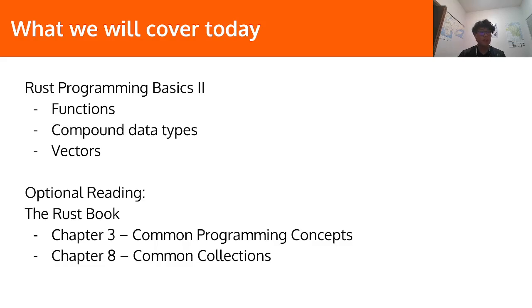So what we'll cover today is some Rust programming basics. We'll first cover functions and the syntax for how to define a function. We'll cover compound data types and we'll talk about vectors. In this lecture, the optional reading is chapter 3 and chapter 8 of the Rust book. Chapter 3 is an extension of last week's lecture, and chapter 8, specifically 8.1, will cover vectors, which we'll discuss later in the lecture.